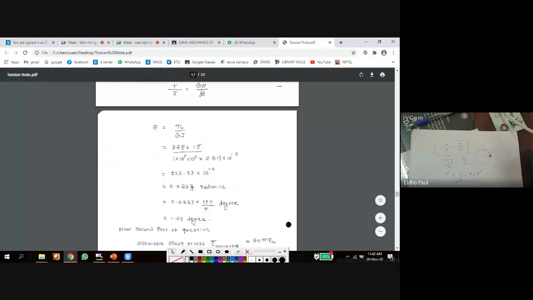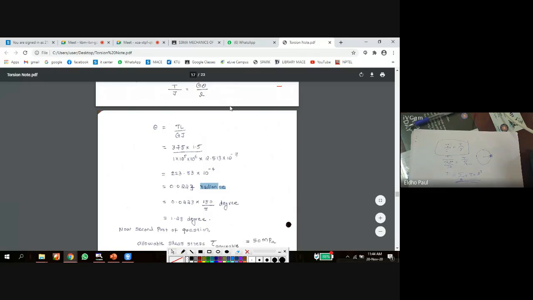That is T by J is equal to G theta by L. Here the only unknown is theta. So we can calculate the theta, and the theta will be in radians. That is very important. In T by J is equal to tau by R equal to G theta by L, the theta should be in radians. Maybe in your question, the theta may be given in terms of degree. So you have to convert into radians while substituting in this equation.